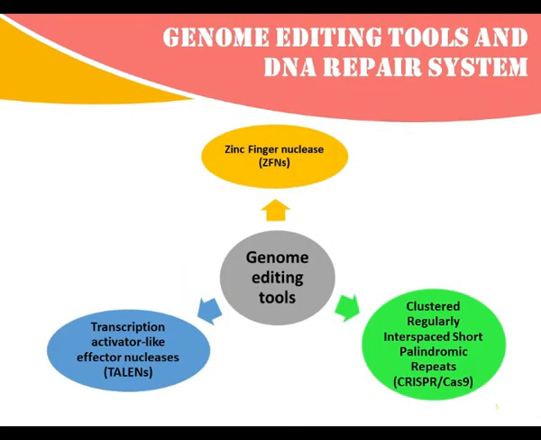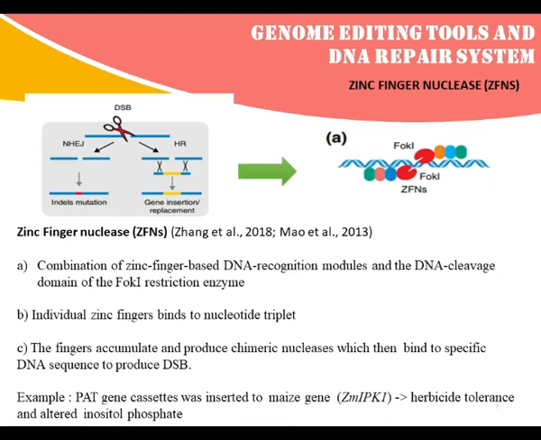Next slide is genome editing tools and the DNA repair system. There are three types of genome editing tools. Firstly is zinc finger nuclease, secondly transcription activator-like effector nuclease, TALENs, and lastly clustered regularly interspaced short palindromic repeats, CRISPR-Cas9. We move to the next slide. In this slide, I will briefly explain the genome editing tools and the DNA repair system.